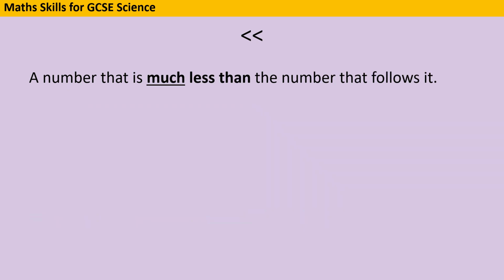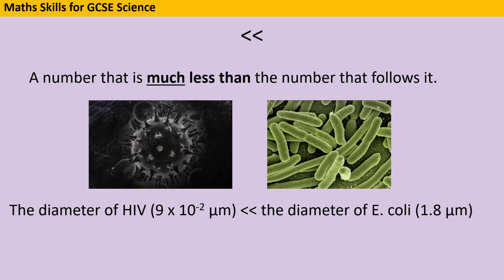The double less than sign confuses a few people because I don't think it's actually used in GCSE maths, but this shows us a number that is much less than the number that follows it, so probably a completely different order of magnitude. If we think about the diameter of the HIV virus particle compared to the diameter of the E. coli bacterium, then the diameter of HIV is much, much smaller.